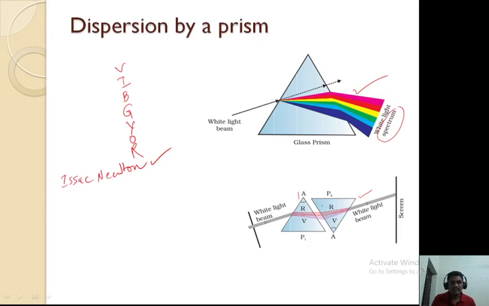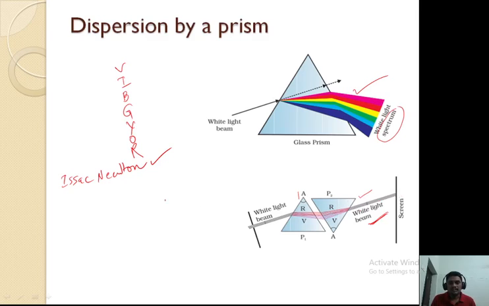He placed another similar prism but in an inverted position, such that the emergent beam from the first prism was incident on the second prism. He found that the emergent beam was again white light. So he concluded that the first prism is just separating the colors already present in it, and the second prism is just recombining the colors into a white beam.